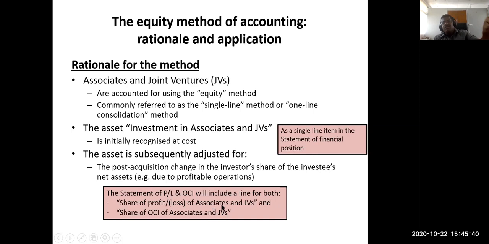So there will be a line in the profit and loss account for share of profit of associates and joint ventures, and a line in the OCI for the share of OCI of joint ventures and associates. So in both places you get two line items. Profit and loss account line item, OCI line item, balance sheet one line item. There are only three line items with regard to the equity method of accounting under LKAS 28.